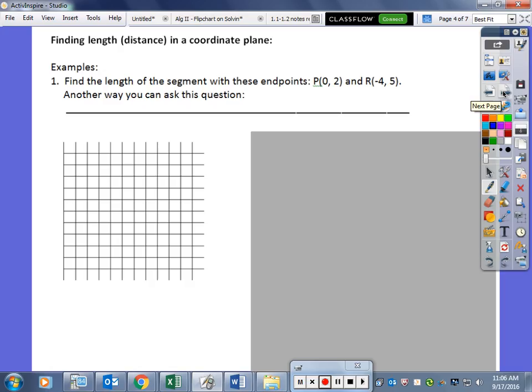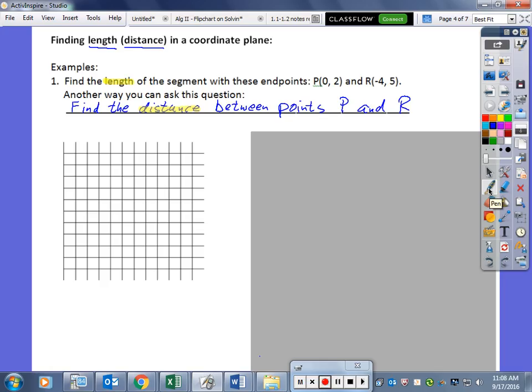Now let's go and talk about finding the length, in other words, the distance in the coordinate plane. Find the length of the segment with these endpoints, P with the coordinates 0 and 2, and R with the coordinates -4 and 5. Write down another way you could ask this question. Pause the video and write that down in the line given. Maybe you also wrote down, find the distance between points P and R. Remember, the length and the distance is pretty much the same thing.